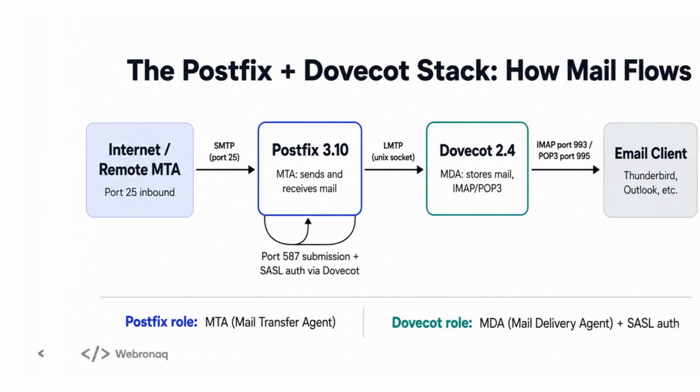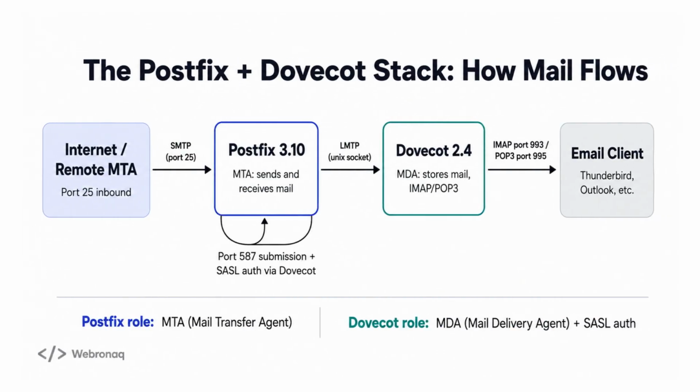Let's get into it. Alright, before we touch a config file, let's map the full stack so nothing surprises us later. Think of your mail server as two specialists working together. Postfix is the mail transfer agent, the MTA. It speaks SMTP. It receives email arriving on port 25 from the internet, and it sends outbound mail on your behalf. Dovecot is the mail delivery agent, or MDA. It takes the mail Postfix accepted and stores it in a mailbox on disk. Then it serves that mailbox to your email client over IMAP on port 993, or POP3 on port 995.